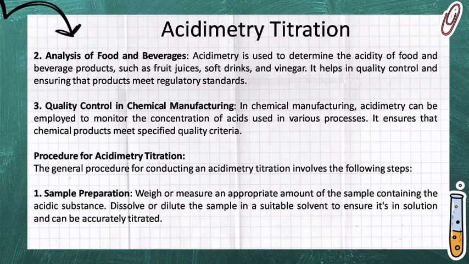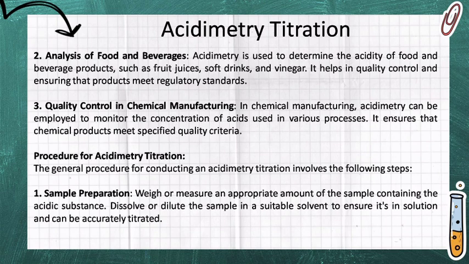Second, analysis of food and beverages. Acidimetry is used to determine the acidity of food and beverage products, such as fruit juices, soft drinks, and vinegar. It helps in quality control and ensuring that products meet regulatory standards. Third, quality control in chemical manufacturing. In chemical manufacturing, acidimetry can be employed to monitor the concentration of acids used in various processes. It ensures that chemical products meet specified quality criteria.